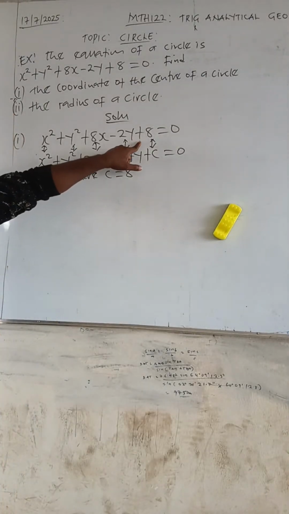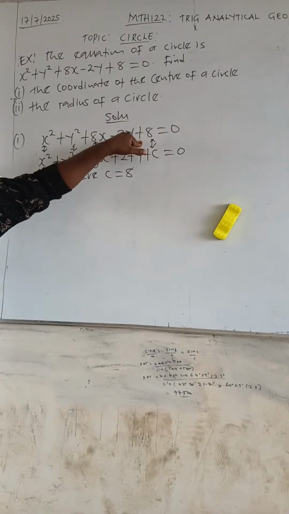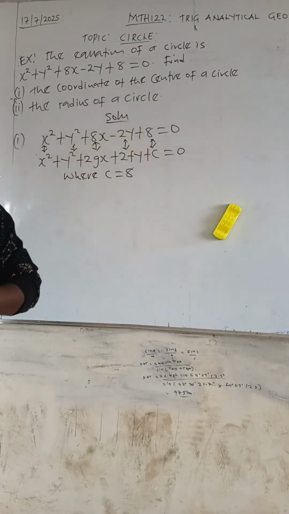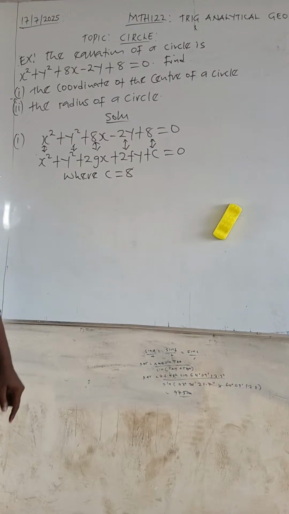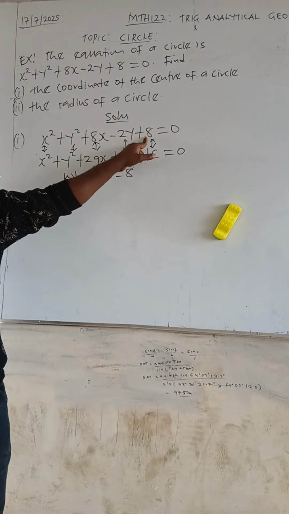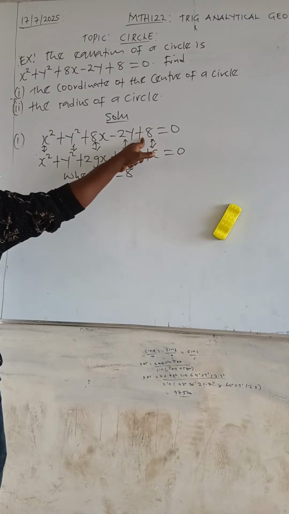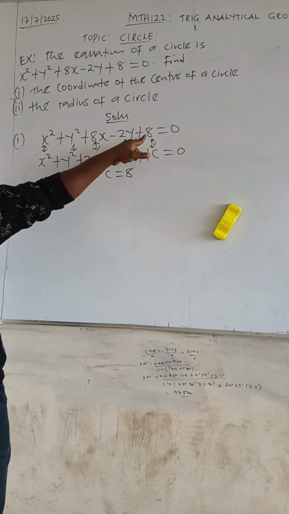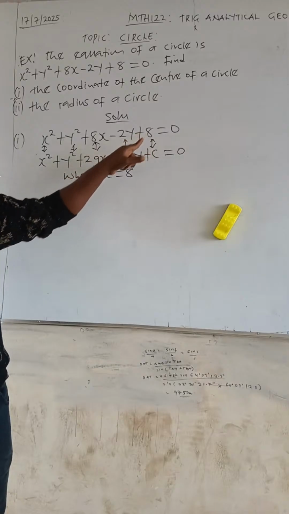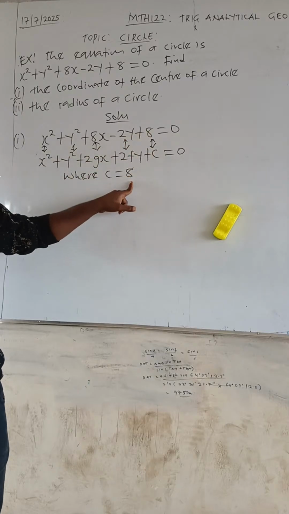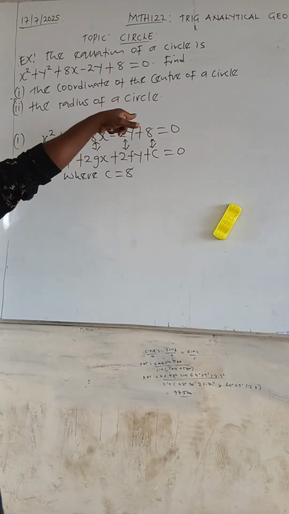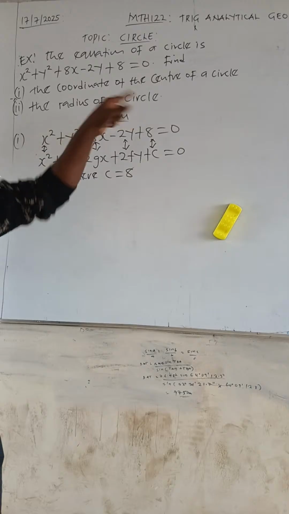But supposing this 8 is negative, what will you write? Minus 8. Please take note, very important. Is that clear? That's the negative sign. Don't just write whatever value is there, always consider the sign. Even if it is minus 20, the C will now be minus 20. The reason why it is 8 is because it is positive. Take note.